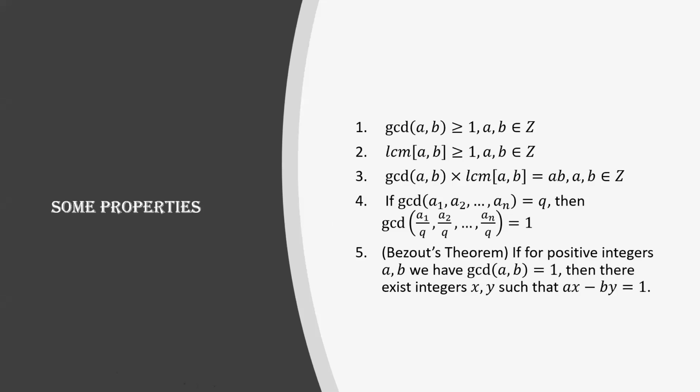For the proof of Bezout's theorem, you can go to Wikipedia and look. It uses some amount of modular arithmetic and lots of other concepts, which we will not do in this camp. Okay, I think you are all okay with these 5 properties, and I hope you don't have any doubts. Okay, so I think I'll move on.